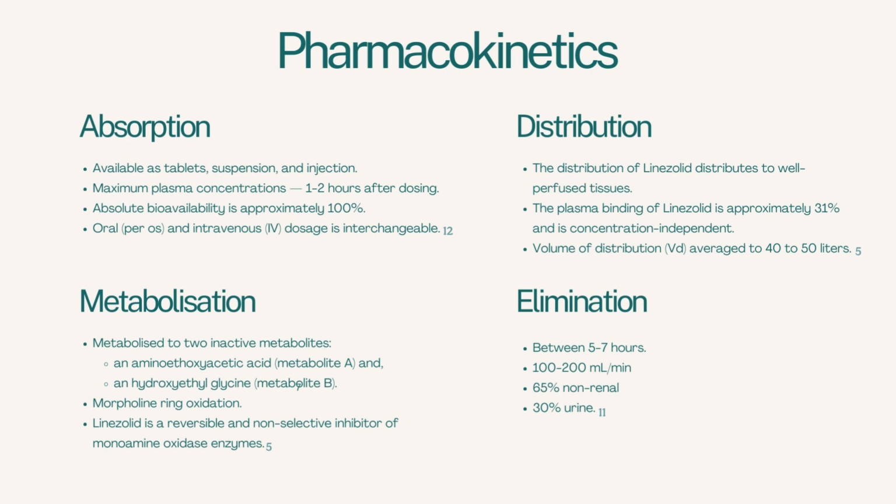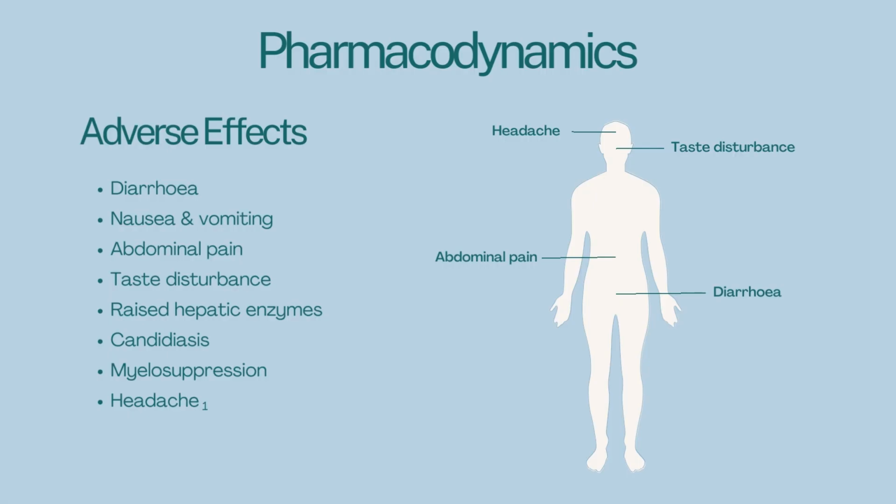Linezolid is primarily metabolized to two inactive metabolites, an aminoethoxyacetic acid metabolite and a hydroxyethyl glycine metabolite, both of which are a result of morpholine ring oxidation. The elimination half-life is estimated to be between 5 to 7 hours. Total clearance of linezolid is estimated to be 100 to 200 milliliters per minute, the majority of which appears to be non-renal.